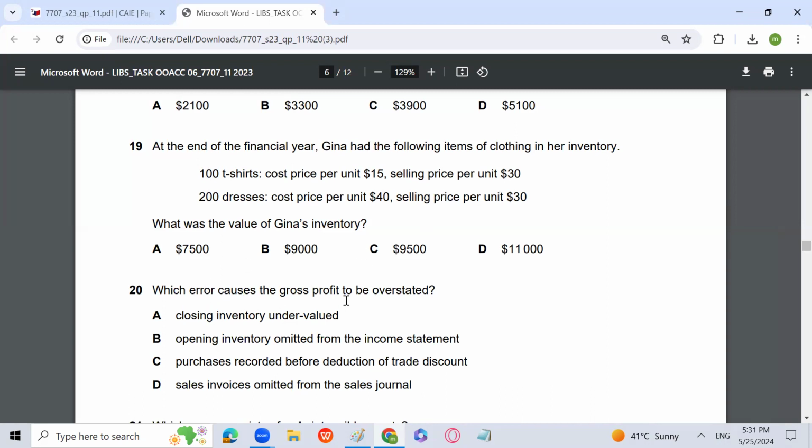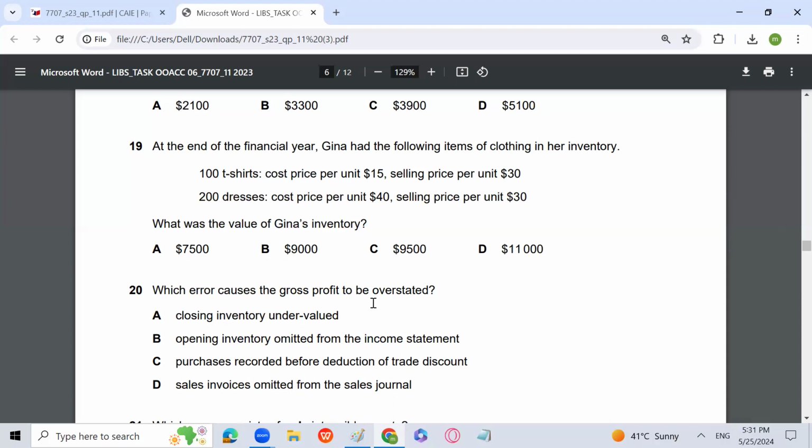Which error causes the gross profit to be overstated? Closing inventory undervalued. If you reduce the closing inventory, cost of sales will increase and gross profit will decrease. Opening inventory omitted from the income statement. When opening inventory is not recorded, cost of sales will decrease and GP will be increased. GP will be overstated. So B is the answer.